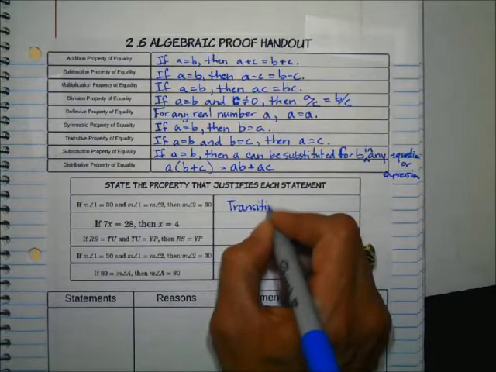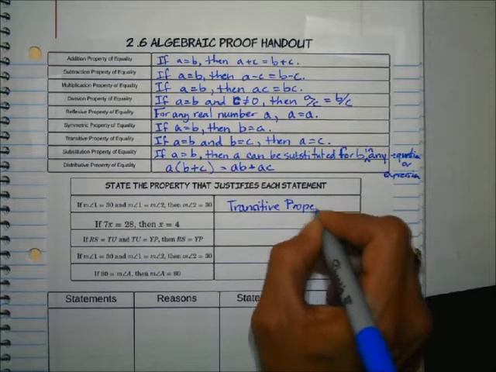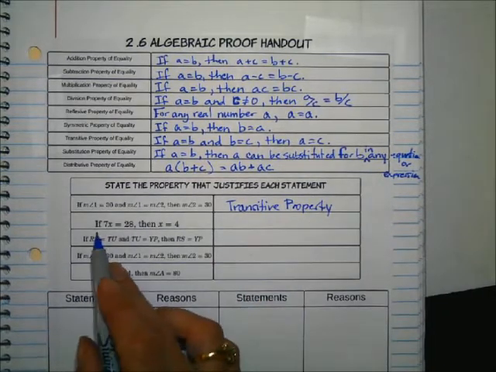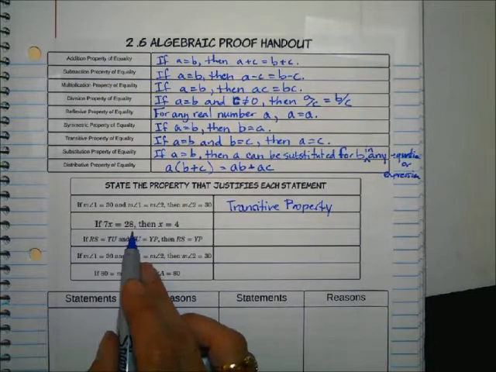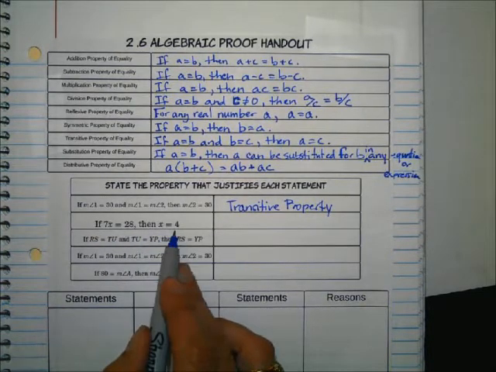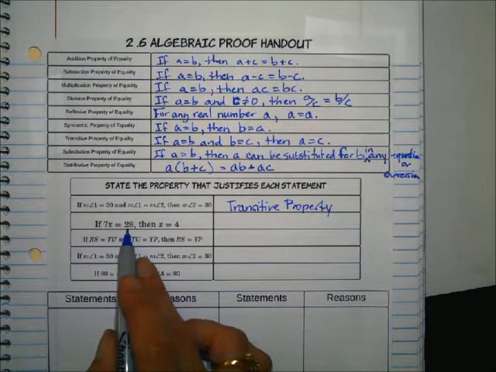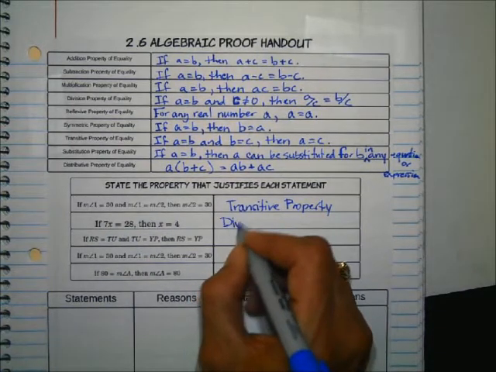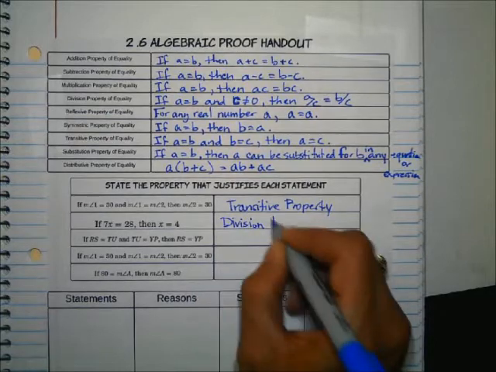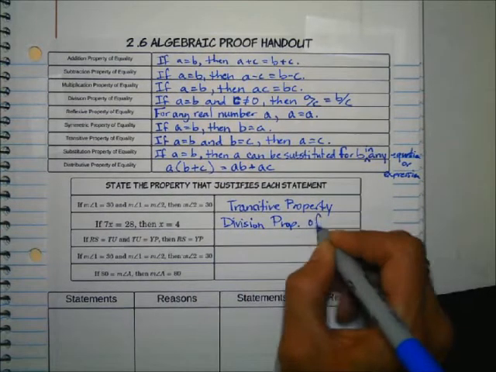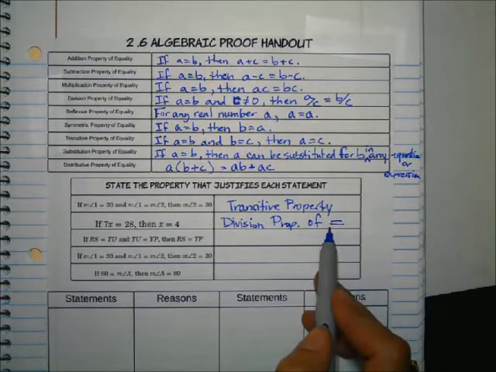Second one, if 7x equals 28, then x equals 4. Well, what do we have to do on both sides here? Divide by 7 on both sides. So that was the division property of equality. This is kind of how I write that out, just to cheat a little: just put "of equals." Division property of equality.